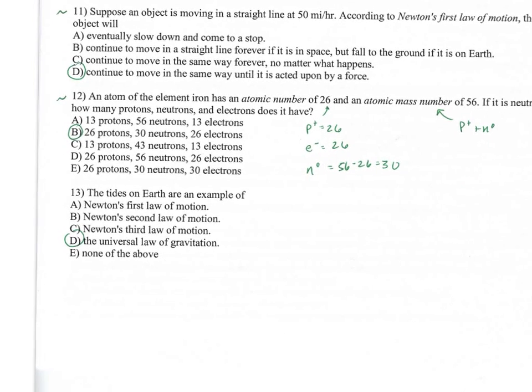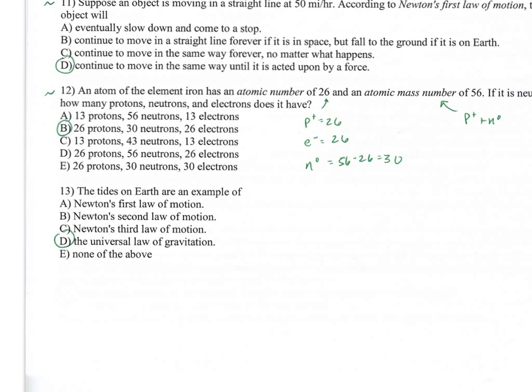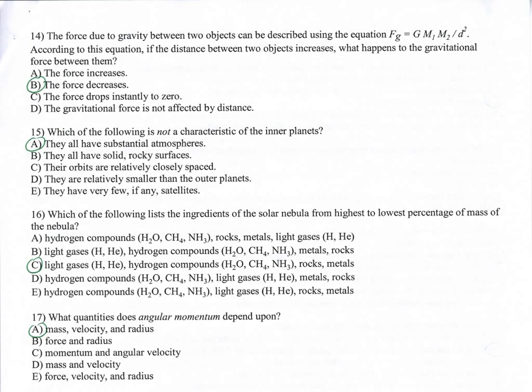Question 13, the tides on Earth are an example of D, Newton's universal law of gravitation. Question 14, the force due to gravity actually will decrease as the distance increases. So B is the best answer there.